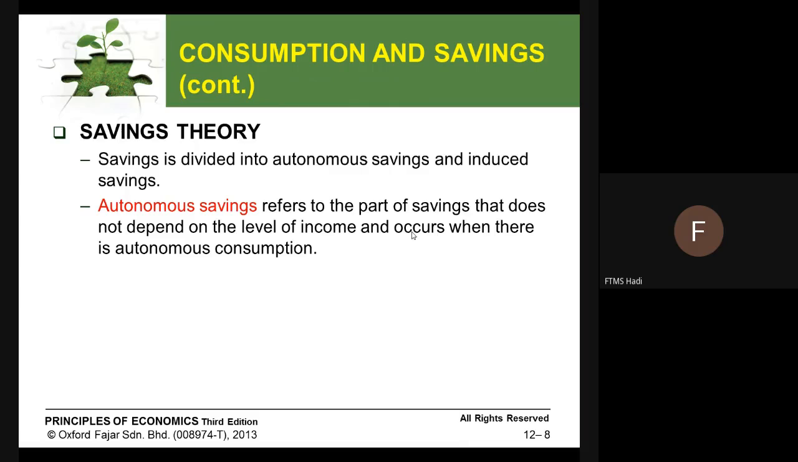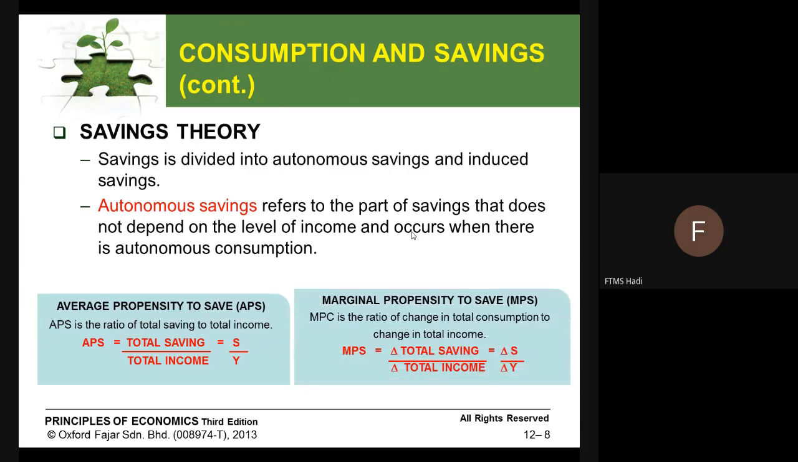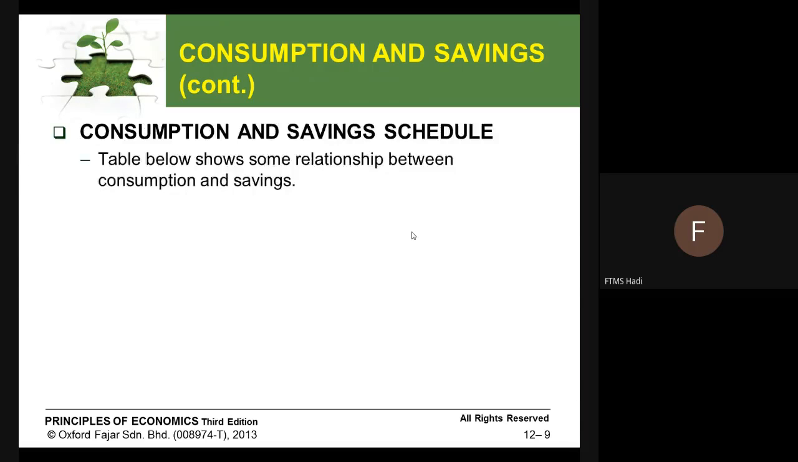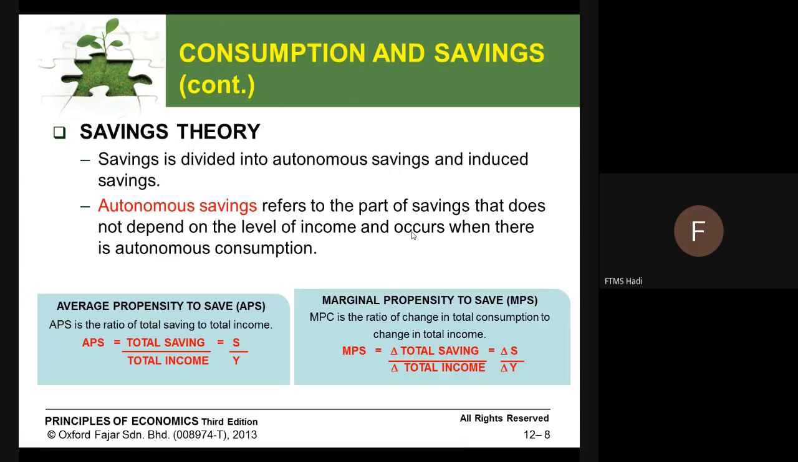Alright, this is a savings theory. Savings is divided into autonomous savings and induced saving. Let's have a look at the difference between autonomous savings and induced saving. Autonomous savings refers to the part of saving that does not depend on the level of income and occurs when there is an autonomous consumption. What does that mean is no matter how much income you get, you still have some savings there. That means your saving does not depend too much on the level of income.